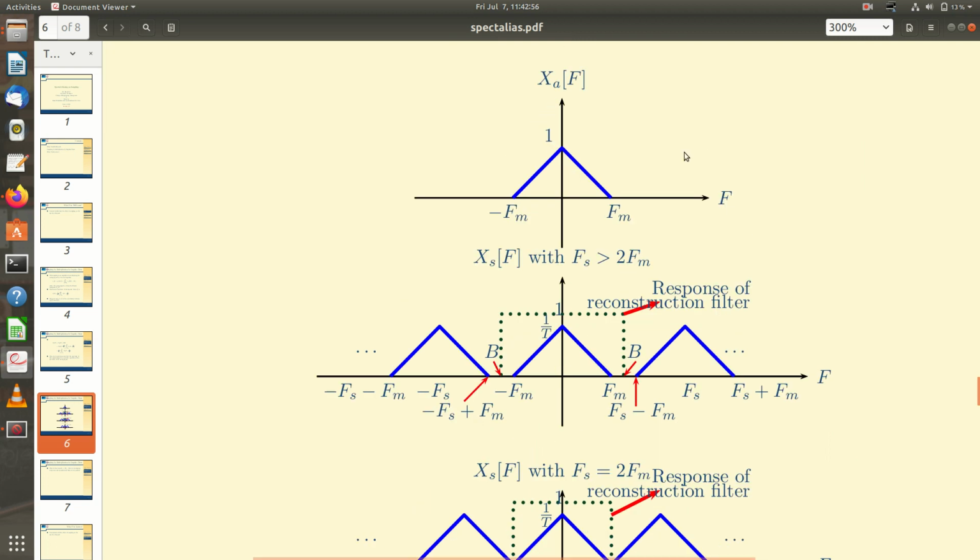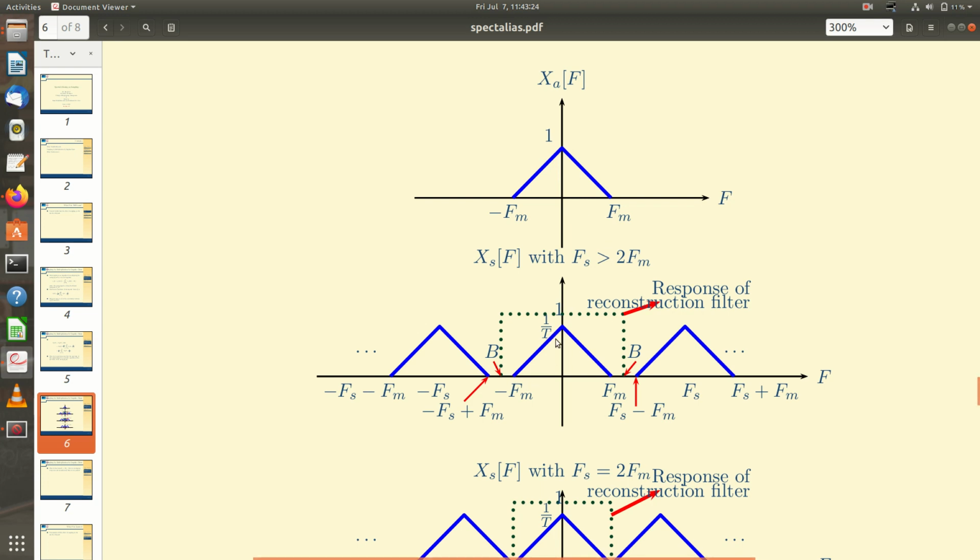So here this is my X(f), a triangular shape from minus fm to fm with a peak value of 1. What happens to the spectrum of the sampled signal when the sampling rate is greater than 2fm, greater than the Nyquist rate? This Xs(f) will be a repetitive placement of the original X(f) at every 1 by Ts.